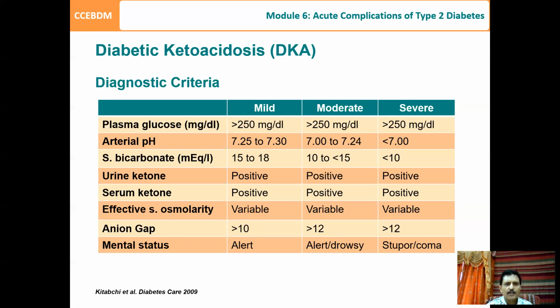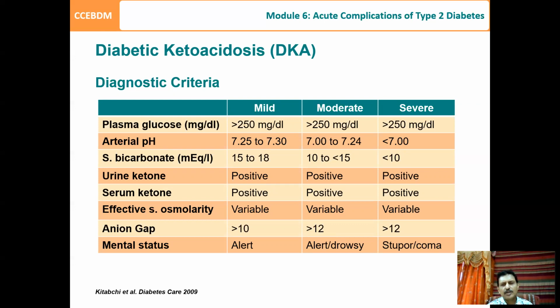So on the basis of the arterial pH, the mild, moderate, severe degree is usually defined, but it also depends on the serum bicarbonate level. It basically goes hand in hand. If the pH level goes down, the bicarbonate level also goes down. And you must have positive urine ketone, serum ketone. Osmolarity is variable and there must be an anion gap. And the mental state also changes with respect to change in the arterial pH and the bicarbonate level.